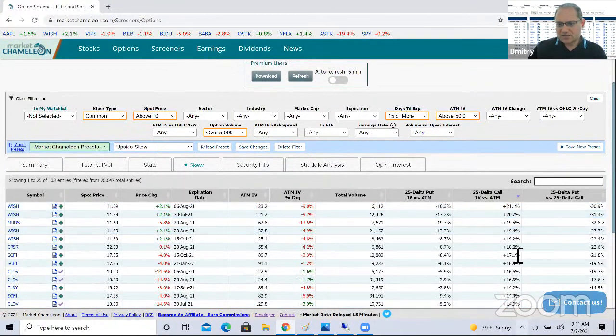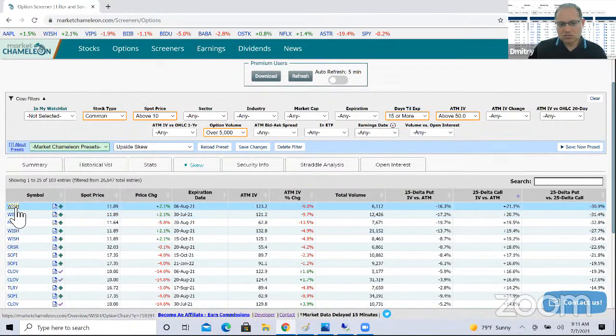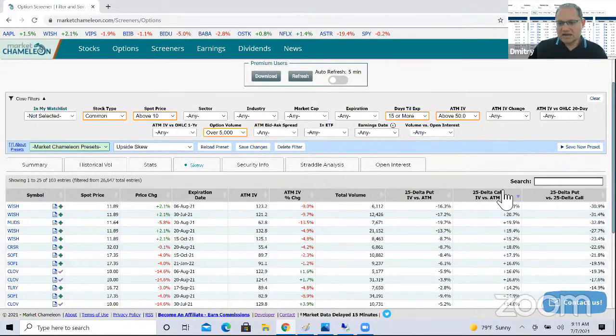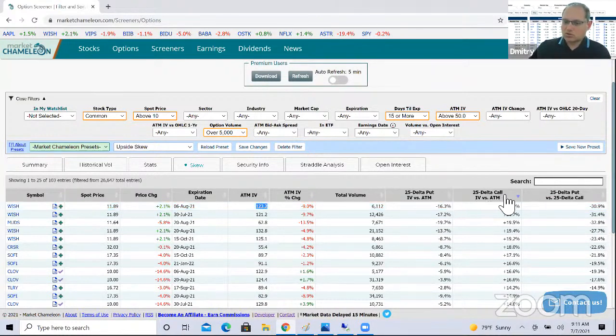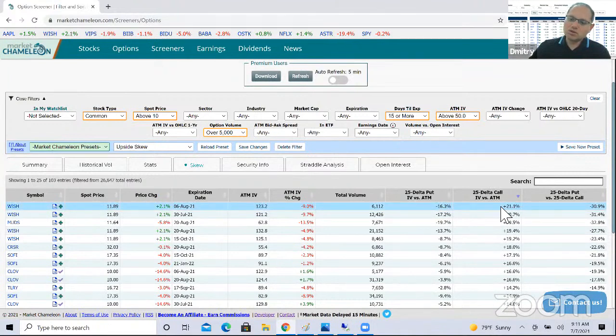by highest, and I see here Wish, WISH symbol. That 25 delta call, it's looking at the August 6th expiration. Implied volatility is 123.2. If we run a straight skew and then look at the 25 delta call, the 25 delta call is trading at a 21% premium versus the at the money.